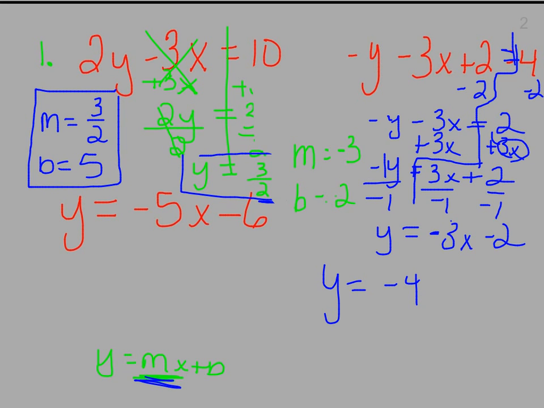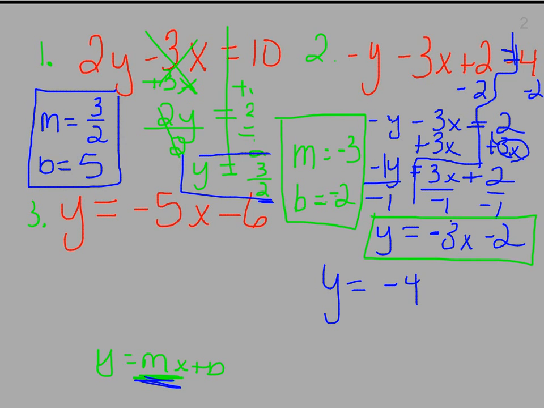Sometimes my pen doesn't work very well, so you have slope and y-intercept right there, and then the equation of the line in slope-intercept form right there. So let's look at this next example. If that was number 2, then this one is number 3.